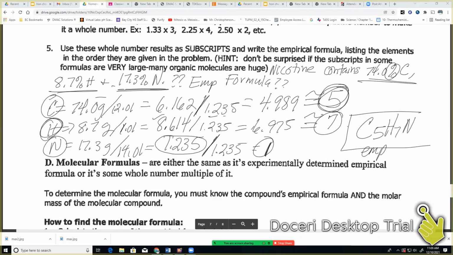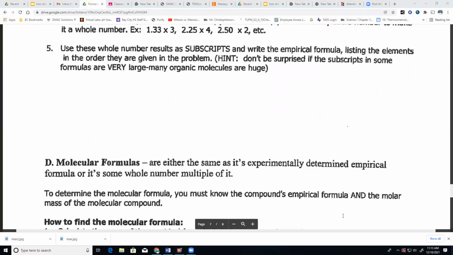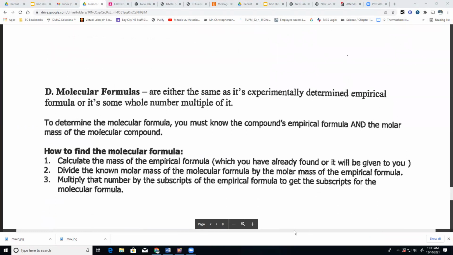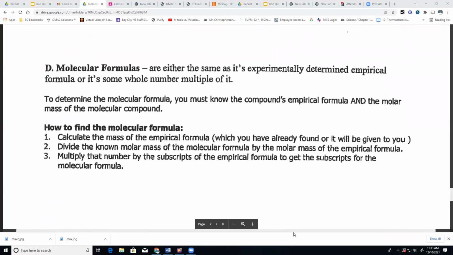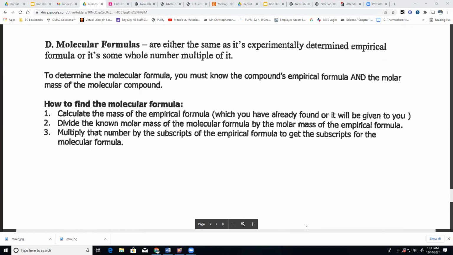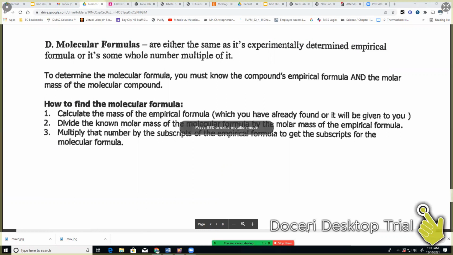Does anybody have any questions on those steps or any of those numbers? All right, then let's look at and talk about molecular formula, and then we'll come back and do another one of those on the back page. So molecular formula, as far as calculating, is definitely the easier of the two.